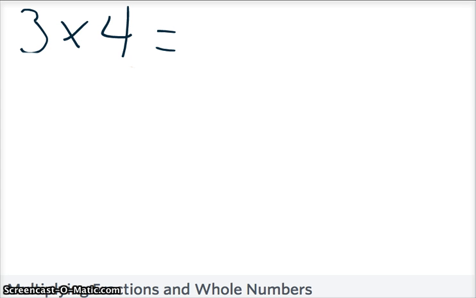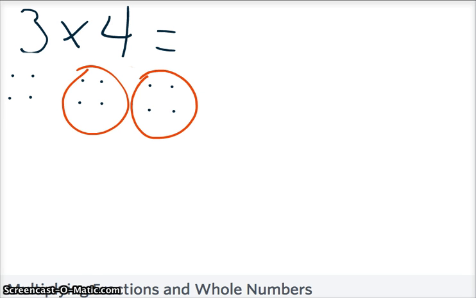So 3 times 4. Remember that multiplication is talking about groups of numbers. So it's talking about 3 groups of 4. We can draw this out. There's 1 group, 2 groups, 3 groups, and they each have 4 in a group, which would be 12.